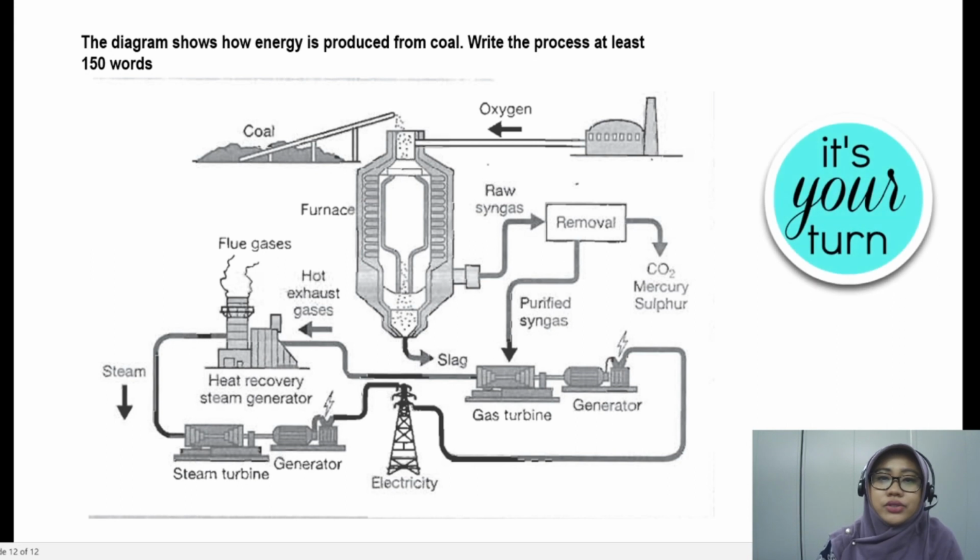I would like you to write the process diagram, describe it like what I did before, based on this picture. The diagram shows how energy is produced from coal. You can see from this process here, it's a little bit complicated, but it is easier to understand. And then you are supposed to write the process in at least 150 words.